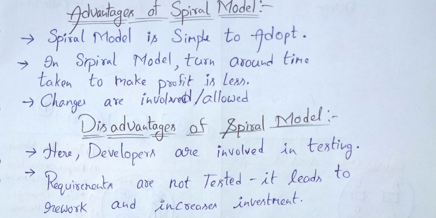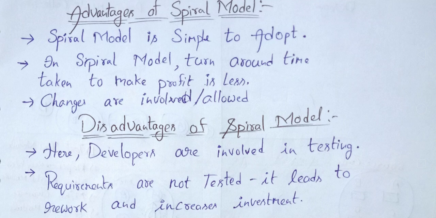Another big advantage of the spiral model is that we can accept changes from the customer. If the customer wants any changes in a previous model, we can accept it and do it for him. And what are the disadvantages of the spiral model? Here developers are involved in testing. That is a big disadvantage. Here developers only test the software. And requirements are not tested, and these things will lead to rework and increase investment. So these two things are disadvantages in the spiral model.